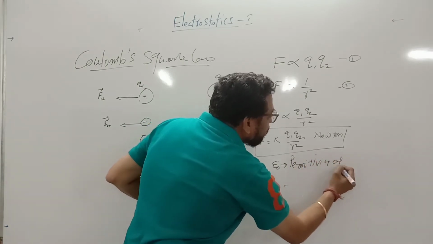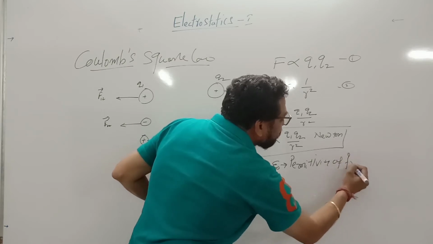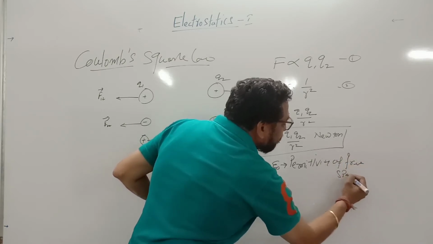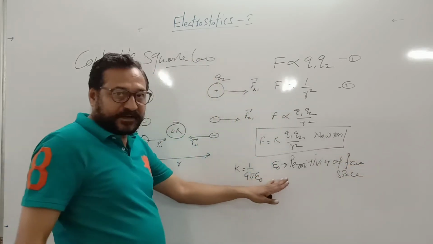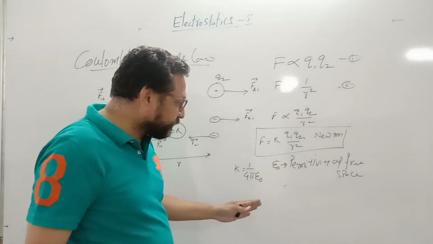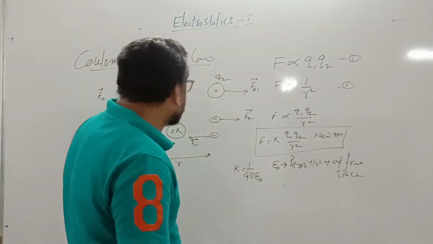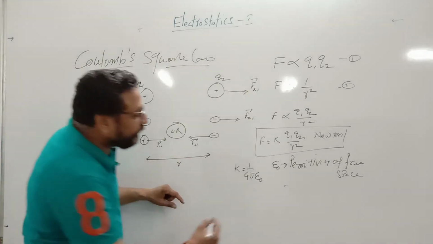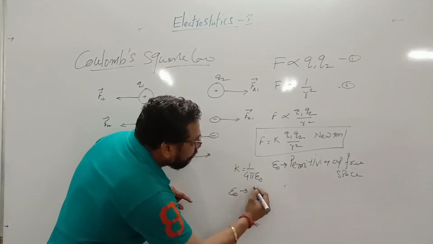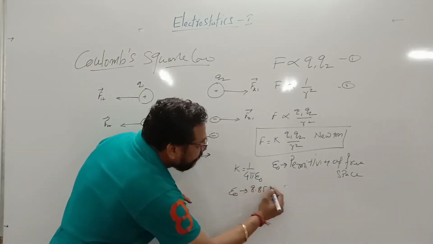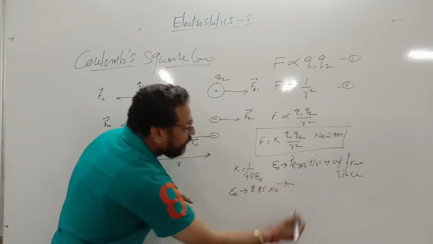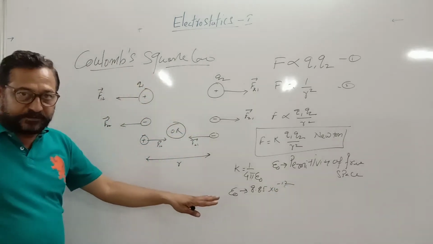Permittivity of free space, that's the concept epsilon naught. What is the value of this, and what about the unit? We write on this side again. The value of epsilon naught is 8.85 into 10 to the power minus 12. This is the value of permittivity.